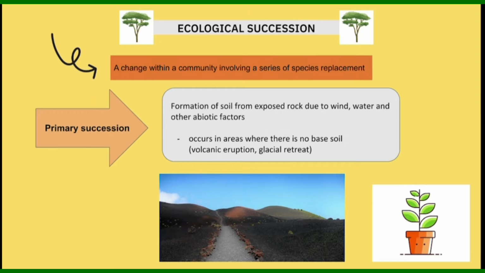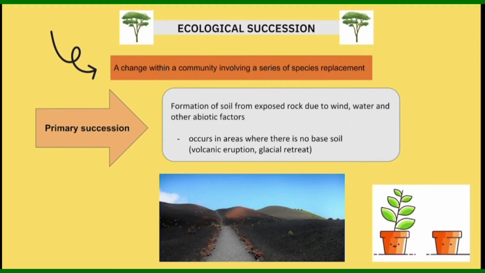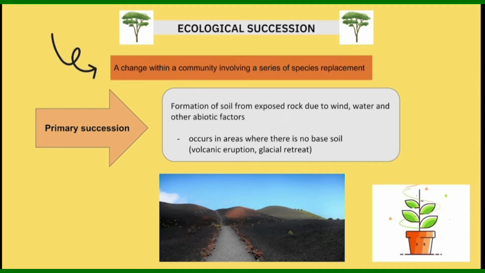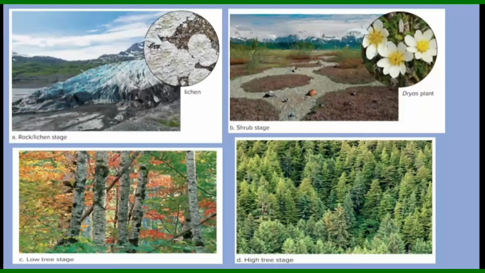Volcanic explosions can create new land or sterilize existing areas, while retreating glaciers can have the same effect, because when the glaciers retreat, they leave only exposed bare rock behind them, causing primary succession to happen. The first stage is the rock or lichen stage.